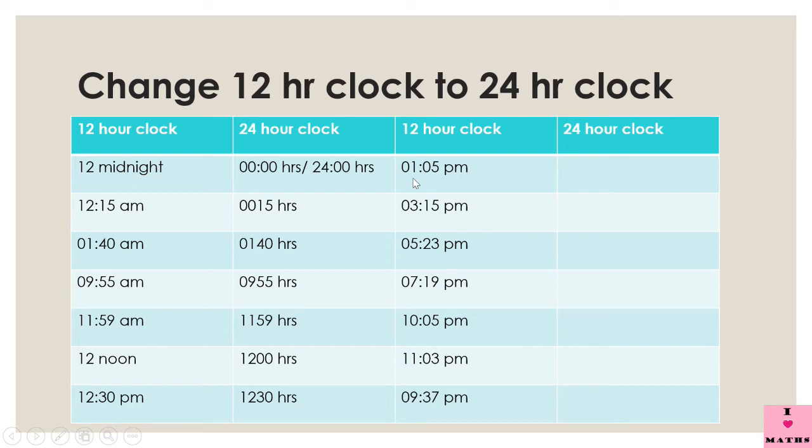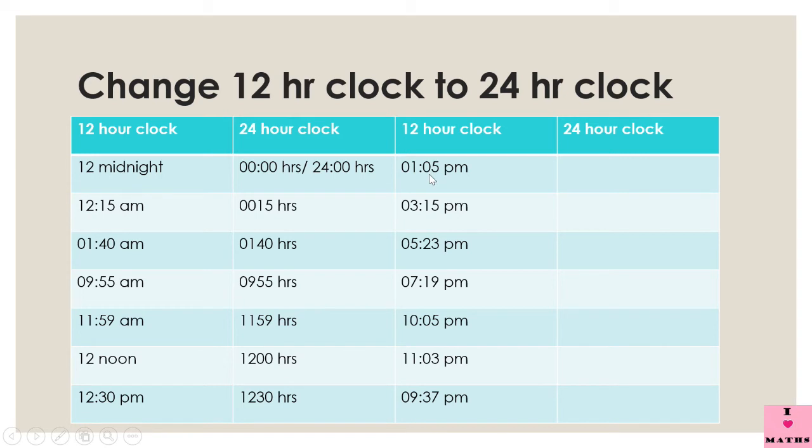Now 1:05 p.m. Now when 1 o'clock or 1 p.m. is there, that is written as 1300 hours in 24-hour clock time. 1 p.m. is written as 1300 hours. Why? Because 1 p.m. is the 13th hour after the day has started.